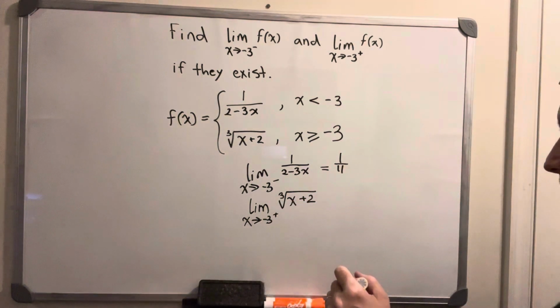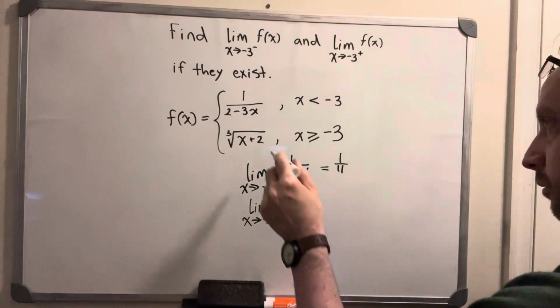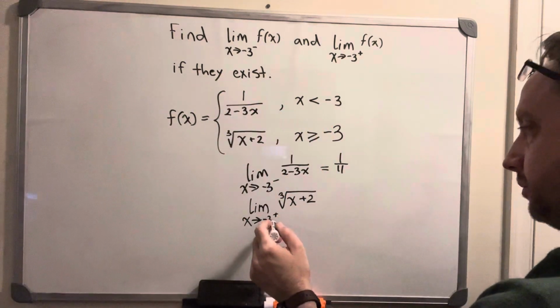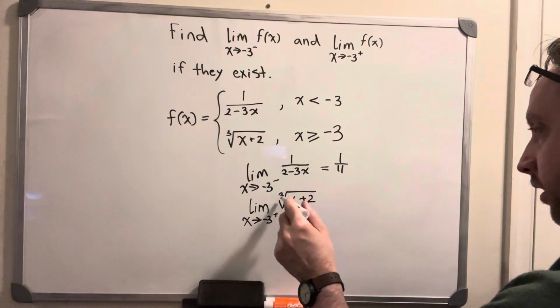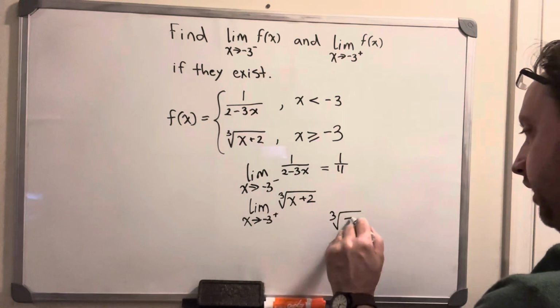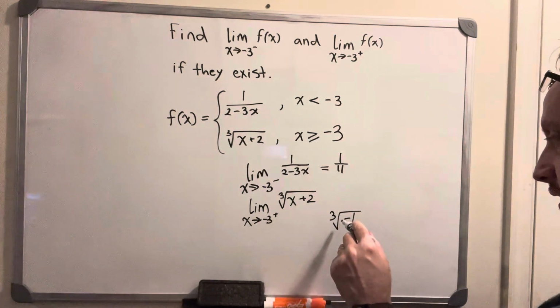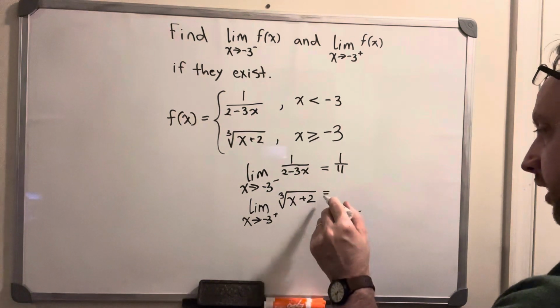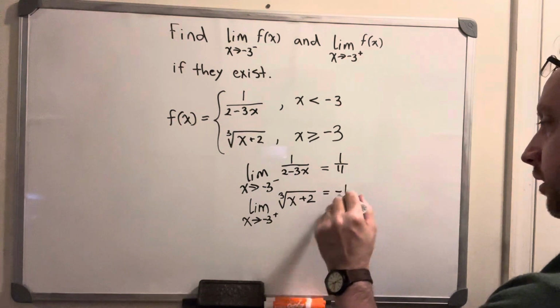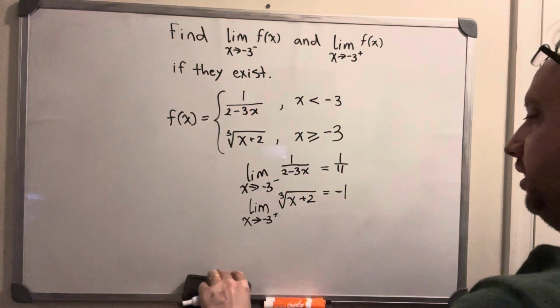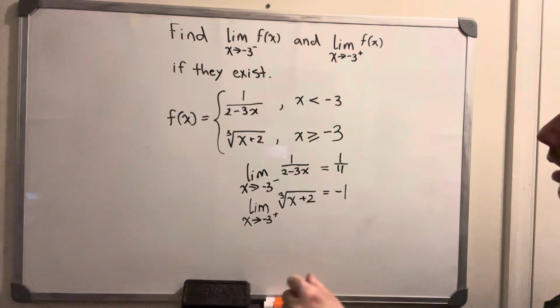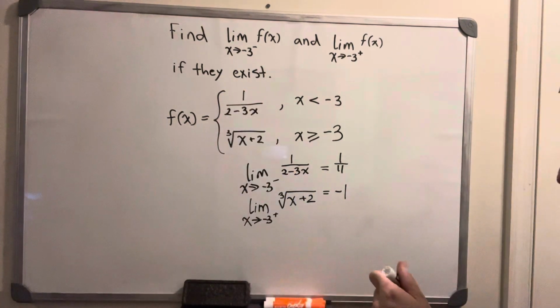We just want to plug in -3 right here. -3 plus 2 is -1, and the cube root of -1, an odd root of a negative number, does exist. What's the cube root of -1? It's -1. So now you see how to apply which part of a piecewise function if you're doing one-sided limits.